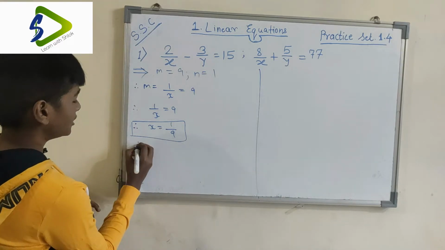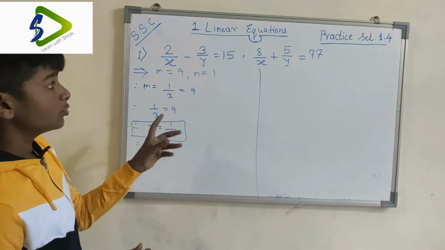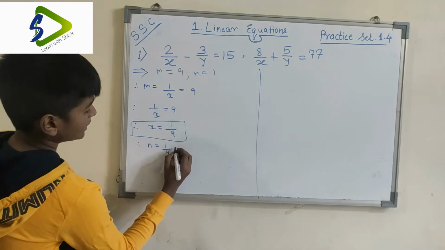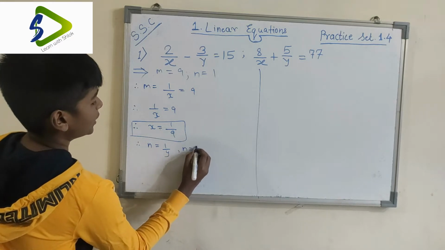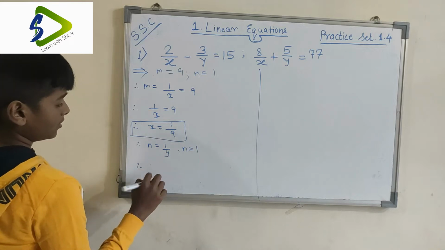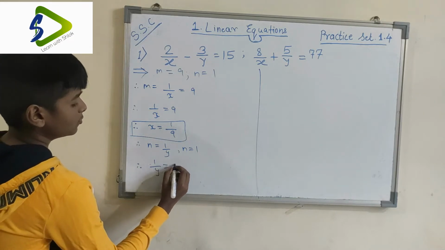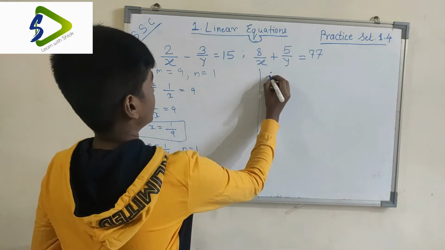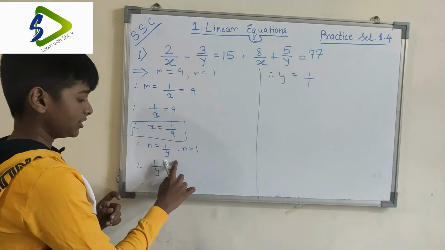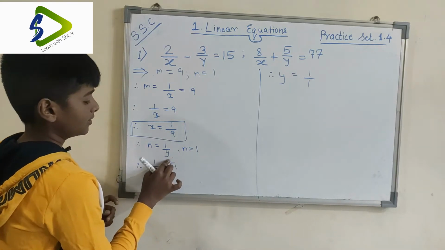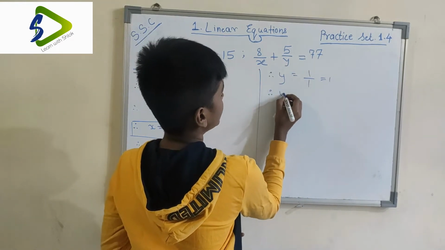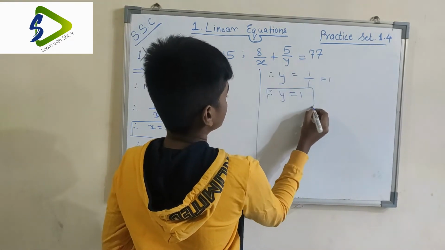And now we have to find the value of y. To find the value of y, we considered n as equal to 1 by y, and n is also equal to 1. So 1 by y is also equal to 1. Let's solve it over here. Therefore y is equal to 1 by 1, because we take 1 to the other side and it becomes 1 by 1, and 1 by 1 is what? Just 1, and therefore the value of y is just 1, and that is the value of x and y.